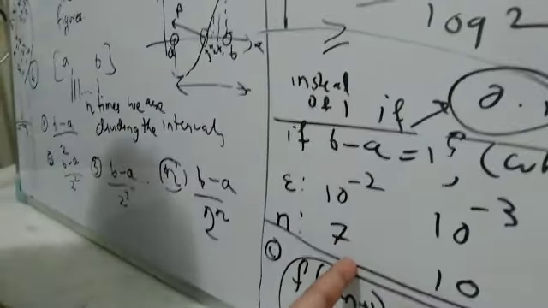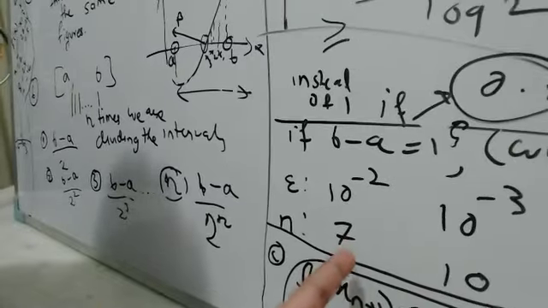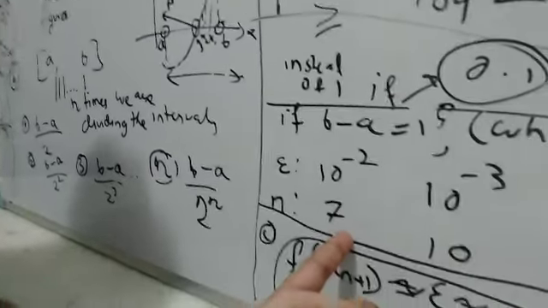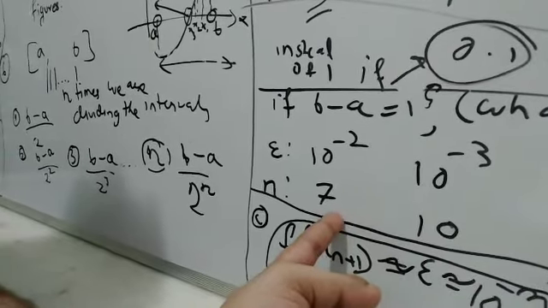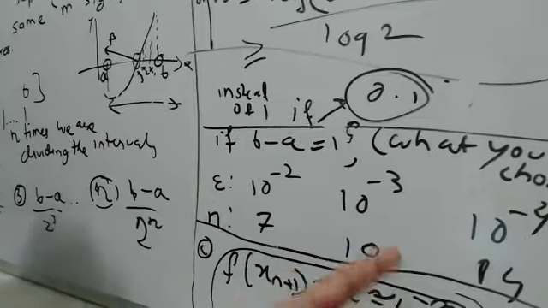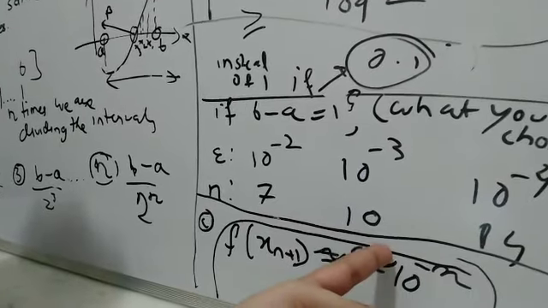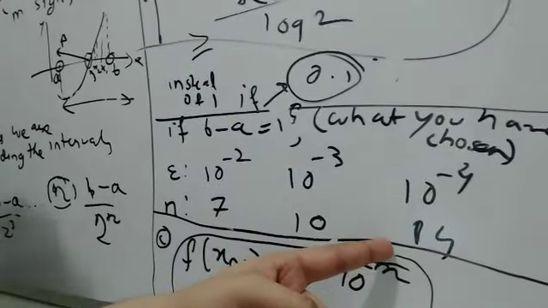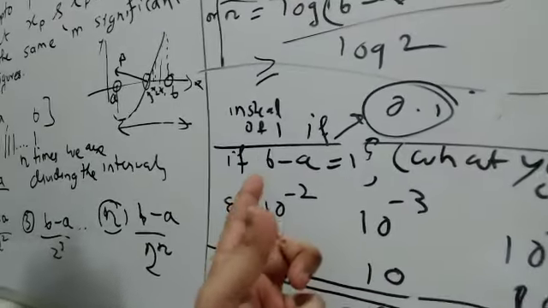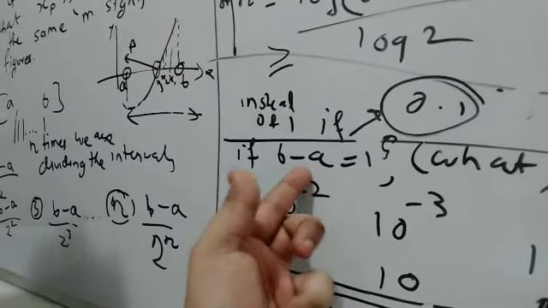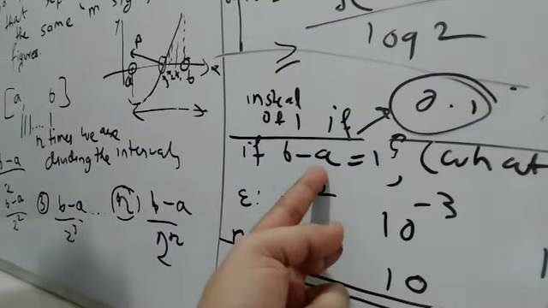That means you need to go up to, then you need to perform a 7 iteration process to get your result. Similarly, if it is 10 to the minus 3, you need to go up to 3 more steps. For 10 to the minus 4, it is 14. Likewise. Now sir, you can ask me, if I choose b minus a to be something else, say 0.1, yes, no problem.